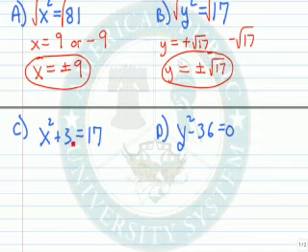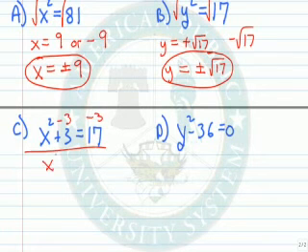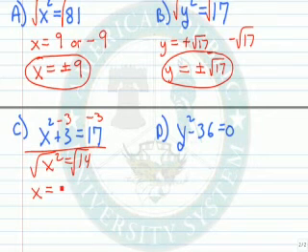Suppose we have x squared plus 3 equals 17. Notice x squared is not by itself, so we need to isolate. So let's subtract 3 from both sides of the equation. So x squared equals 14. Let's take the square root of both sides now. So x equals plus or minus the square root of 14.